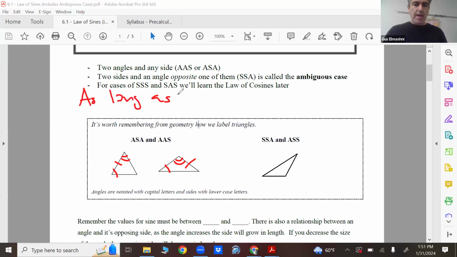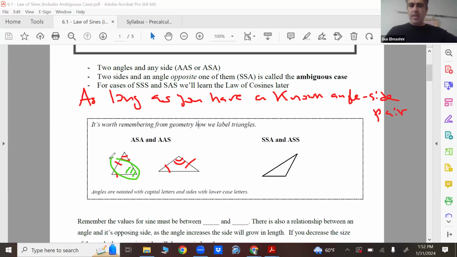as long as you have a known angle side pair, like that. You see that connection there, right? Angle side, like you can use the formula. Or here, like I know these two guys, I can use the formula. So it totally will work. And we'll do some examples, you'll see that in just a sec.